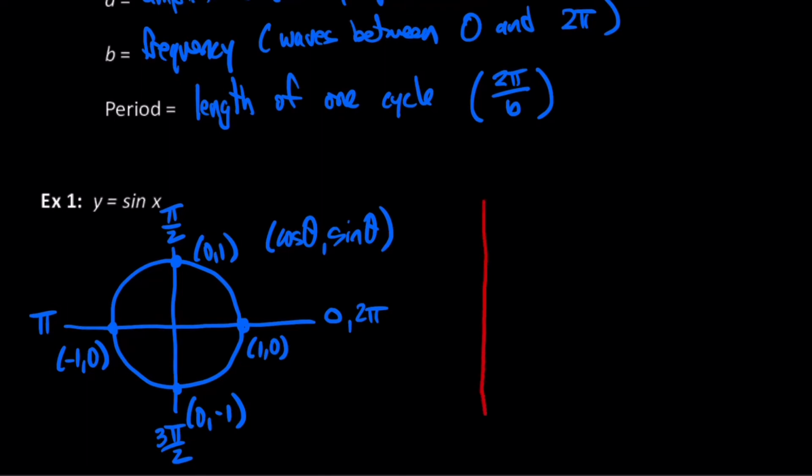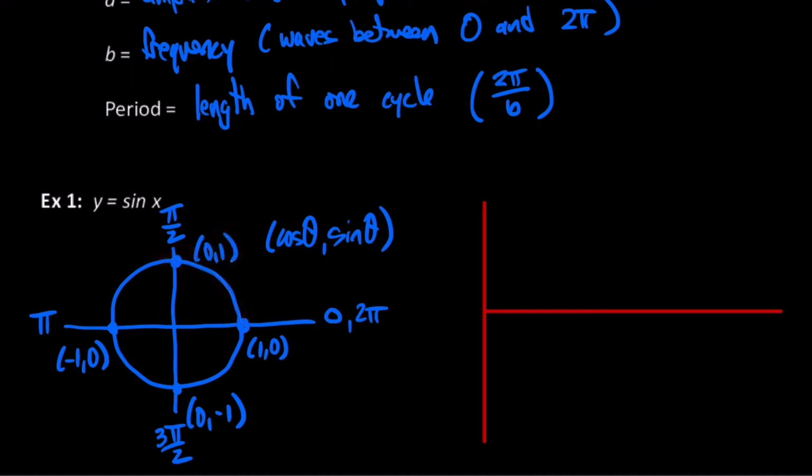So here's my y-axis. Here's my x-axis. One thing I want you to notice, we're going to do sine first. Sine is the y value. So I'm looking here at 0. Sine is 0. Then what happens to your y value as you move around the unit circle? Well, it increases from 0 to 1.